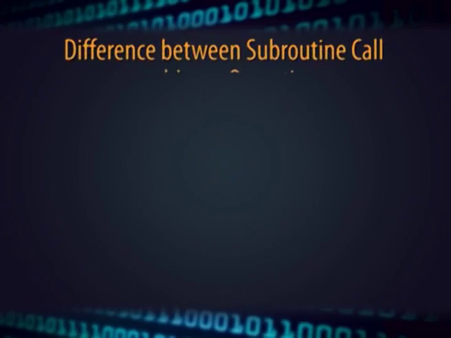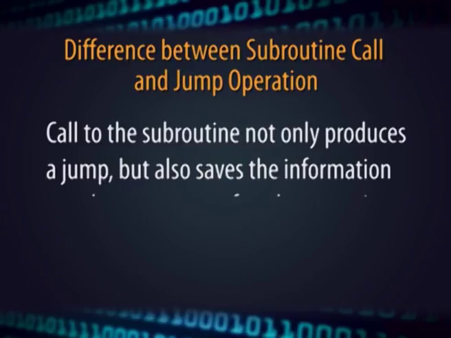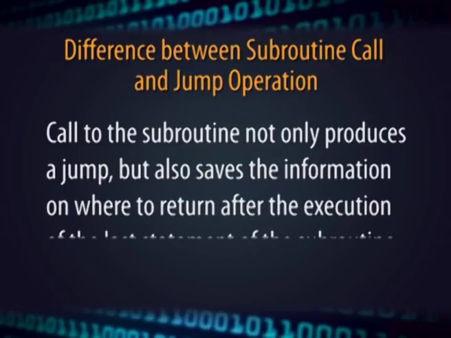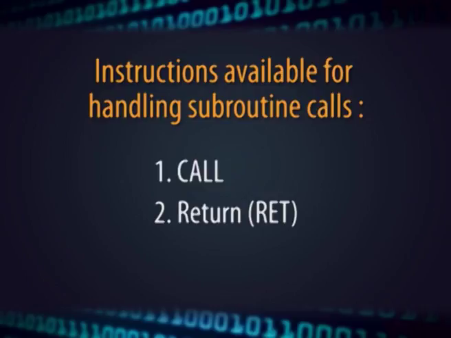The difference between the subroutine call and the jump operation is that the call to the subroutine not only produces a jump, but also saves the information on where to return after the execution of the last statement of the subroutine. There are two basic instructions available for handling subroutine calls. First is the call instruction and second is the return instruction. Similar to jump, call can also be intra or inter-segment.